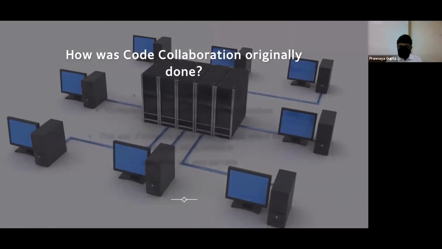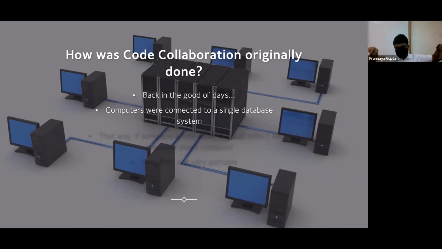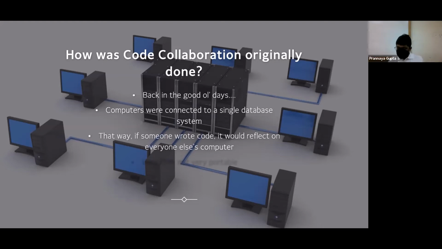So how was code collaboration originally done? Well, back in the good old days, computers were connected to a single database system. So you would have 9 or 10 computers, and they're all connected to this one thing that we used to call a computer, which is the entire database, and that's where they stored everything. That was where most of the computations took place. That way, if you made a change, everyone else would see that change immediately.